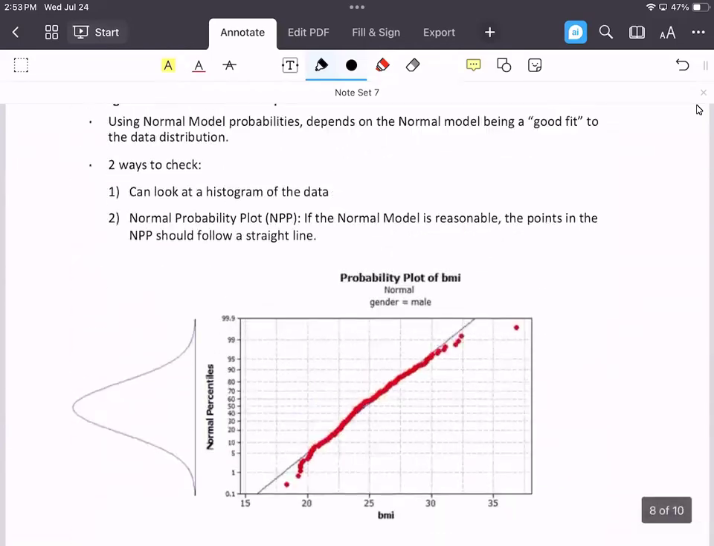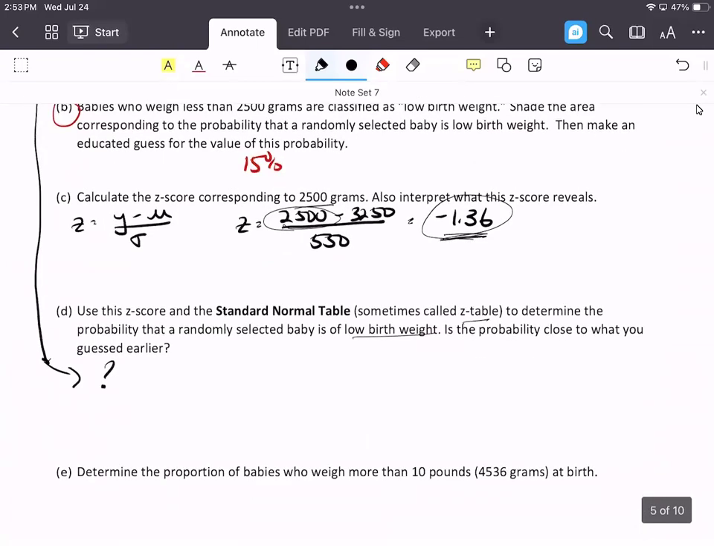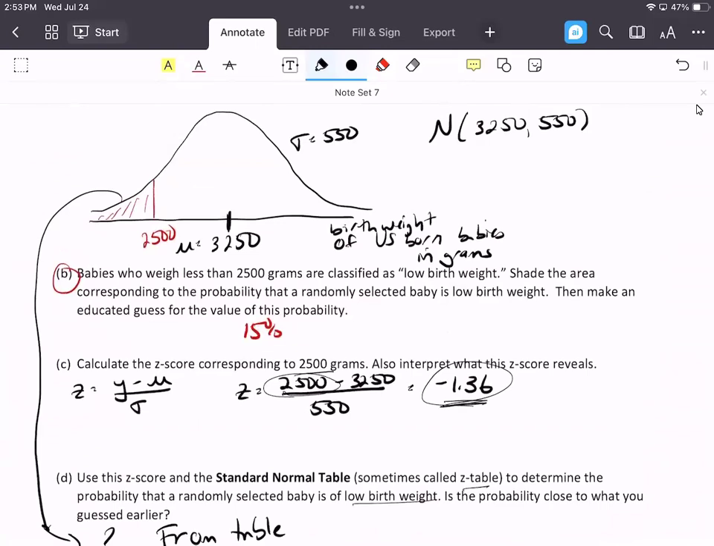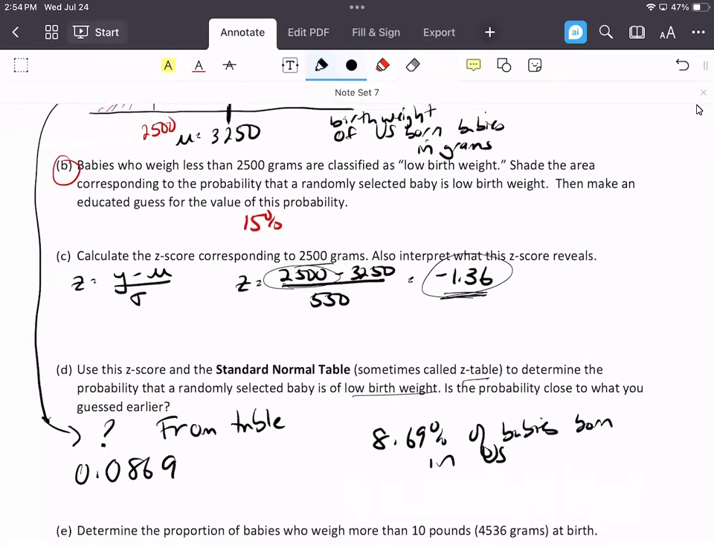So let's go back up, and we're going to be using this table quite a bit more. This is just our first time through. So from the table, we get that that was 0.0869. So that's the probability that a randomly selected baby is of low birth weight. In other words, 8.69% of babies born in the US are classified as low birth weight. Remember, to change a decimal to a percentage, we move the decimal over right twice. To change a percentage back to a decimal, we move it 2 places to the left, just as a quick reminder.